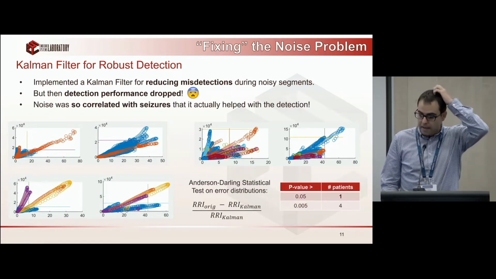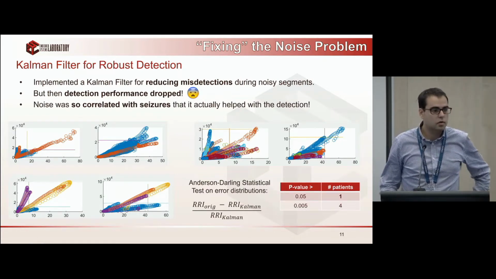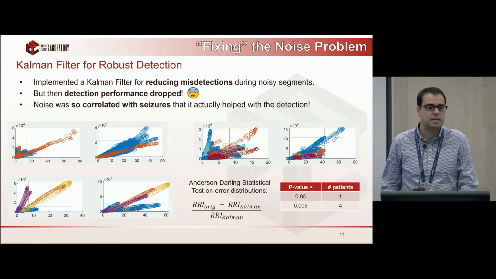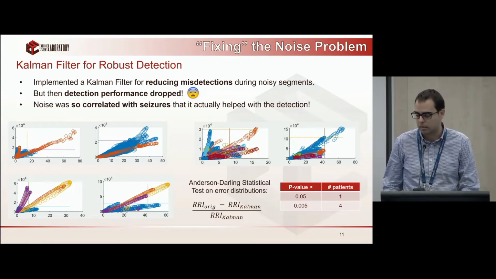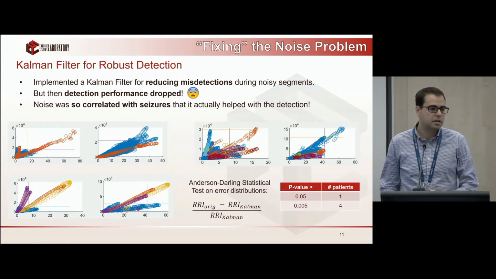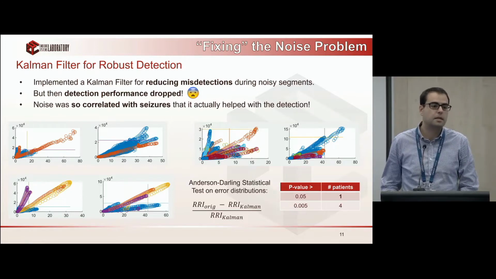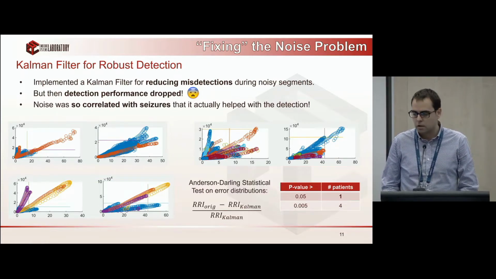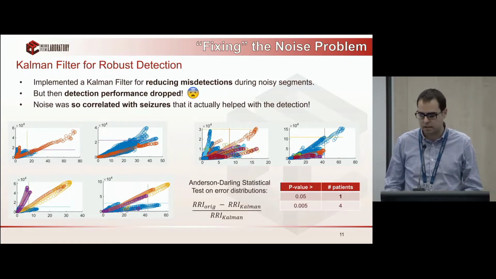So indeed, we did a statistical test to compare the errors in the detection during seizures and during non-seizures, and see if they are statistically comparable. Well, only one patient had a p-value over 0.05. All the others were lower, which means that the distribution of errors during seizures and during non-seizures is clearly different. So what is the solution to this? How can we improve the robustness of this system?